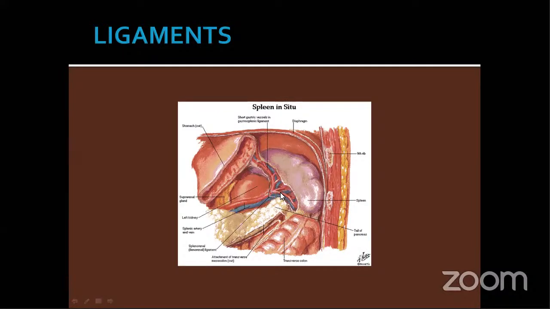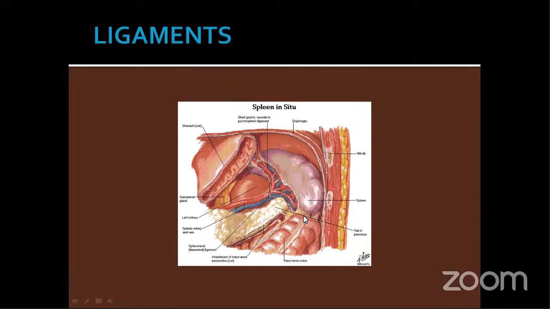He has given multiple options, like at the hilum, at the inferior, near the kidney, near the tail of the pancreas. No, it is not the option. Usually we ligate along the superior border of the pancreas. So this is the spot where you are going to ligate the splenic pedicle during splenectomy. As you can see, there are multiple ligaments and their attachments.